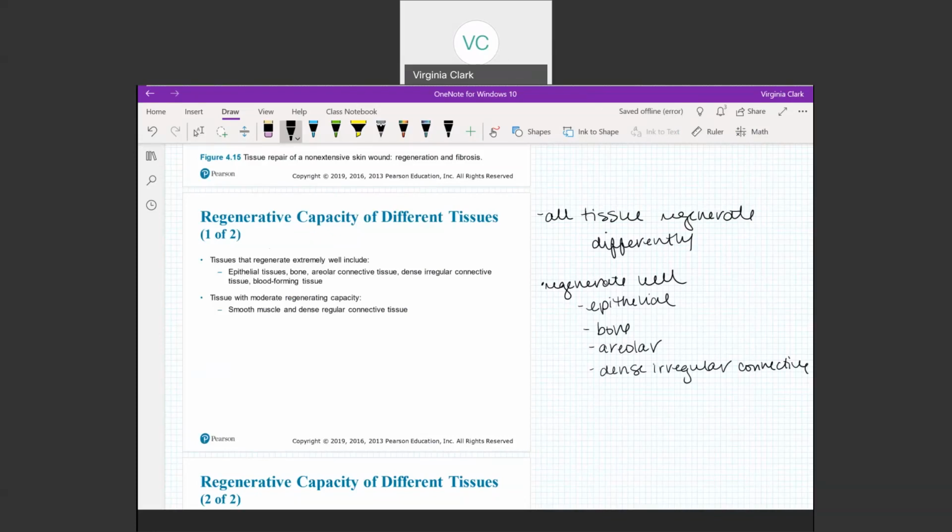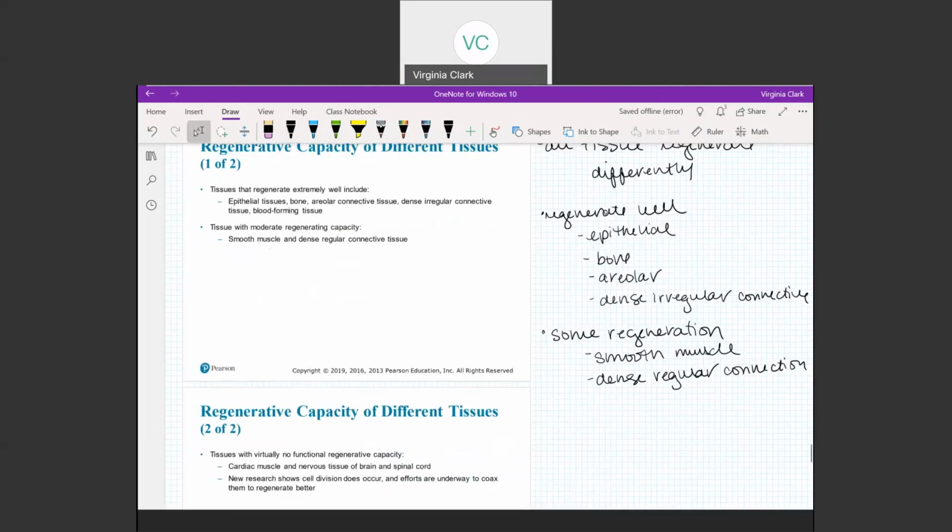There's some that will heal okay. That'll be some regeneration, and this is going to be smooth muscle. If you were to injure areas of smooth muscle, it may take a little while and it may not heal as well. Also, dense, regular connective tissue has some regeneration, but the problem is going to be weak regeneration. You're not going to really have a whole lot, so if you were to damage this type of connective tissue, you're going to have some issues.